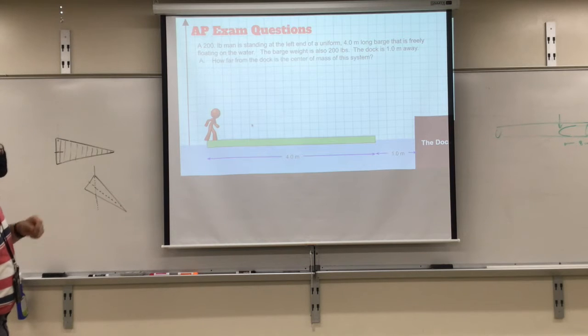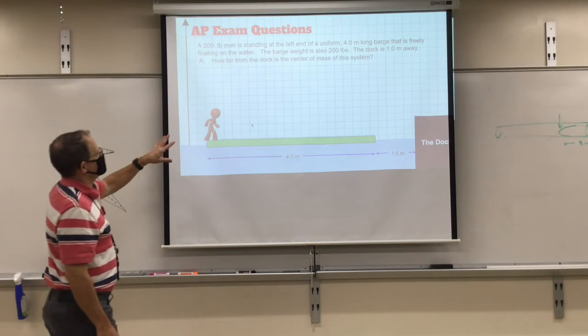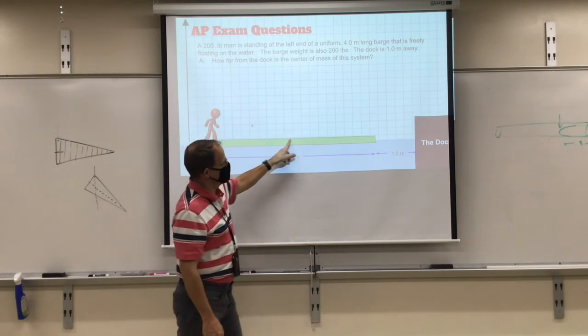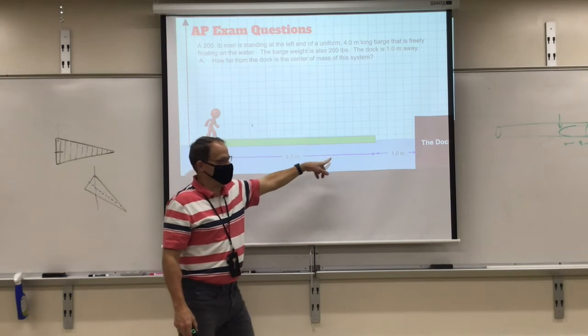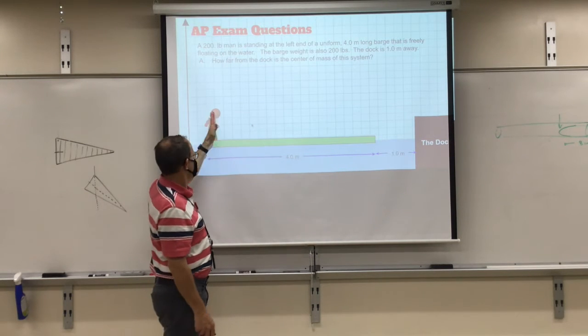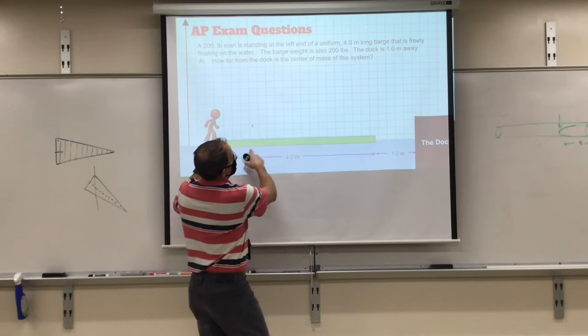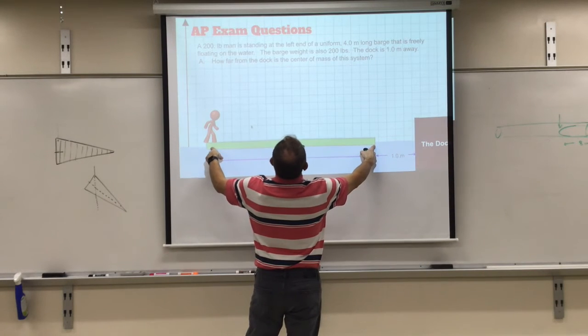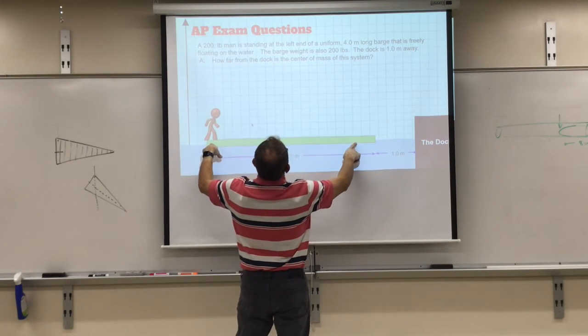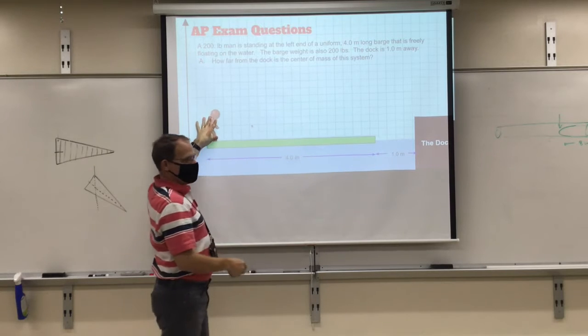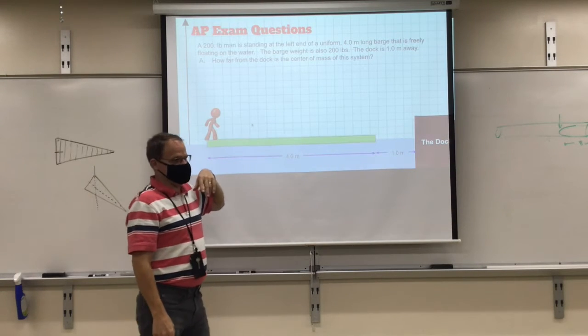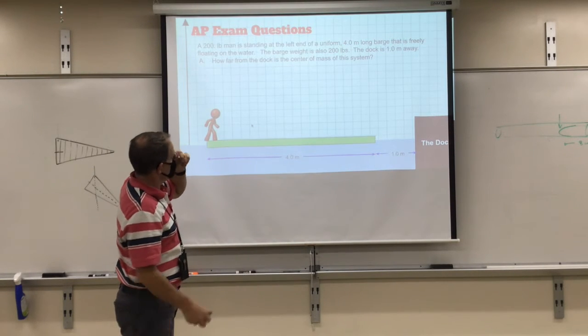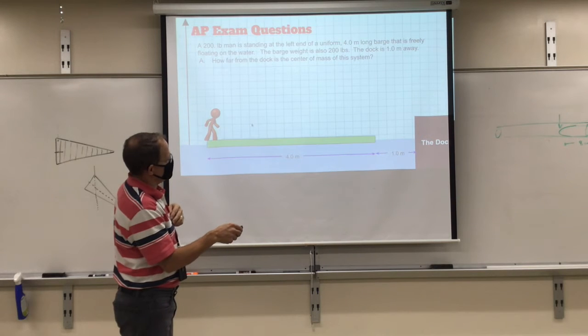Let's see. A 200-pound man is standing at the left end of a barge. So this is like a floating styrofoam. It can move. He's standing on the left end. This is 4 meters long, and the barge can freely float in the water. This guy's 200 pounds, and the barge is 200 pounds. And it says the dock is 1 meter away from the side here.